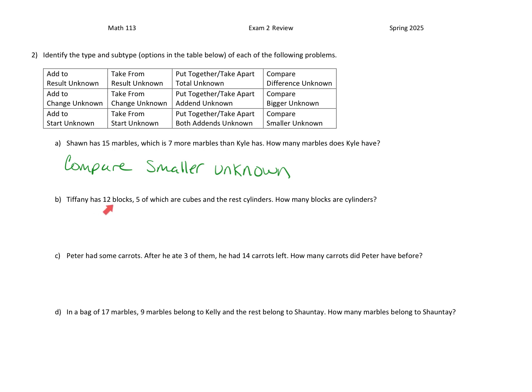So she has 12 blocks altogether, so we know the total, right? So it's not this one. Okay. 5 of them are cubes and the rest are cylinders. So we know one of the addends and we want to know the other, so we have an addend unknown. So this is put together, take apart, and addend unknown.